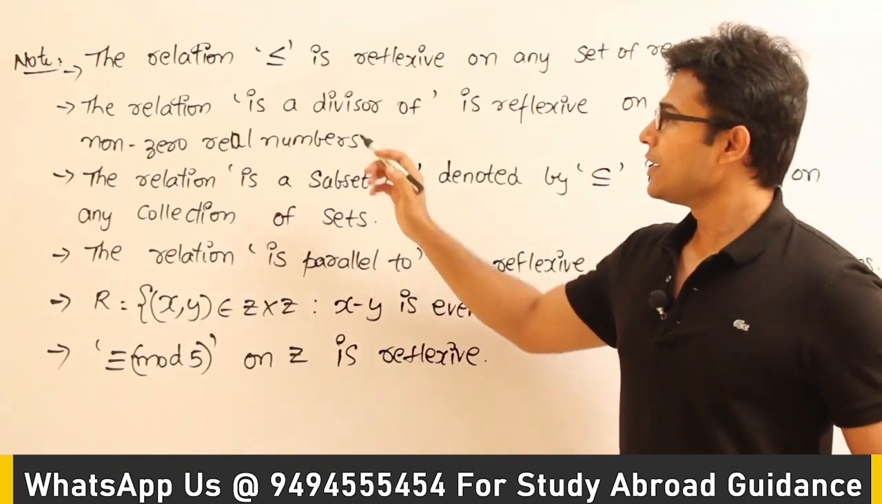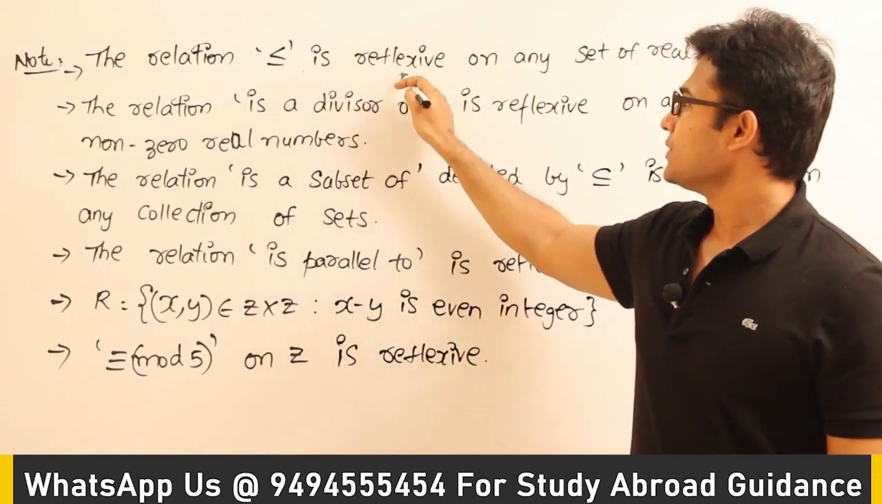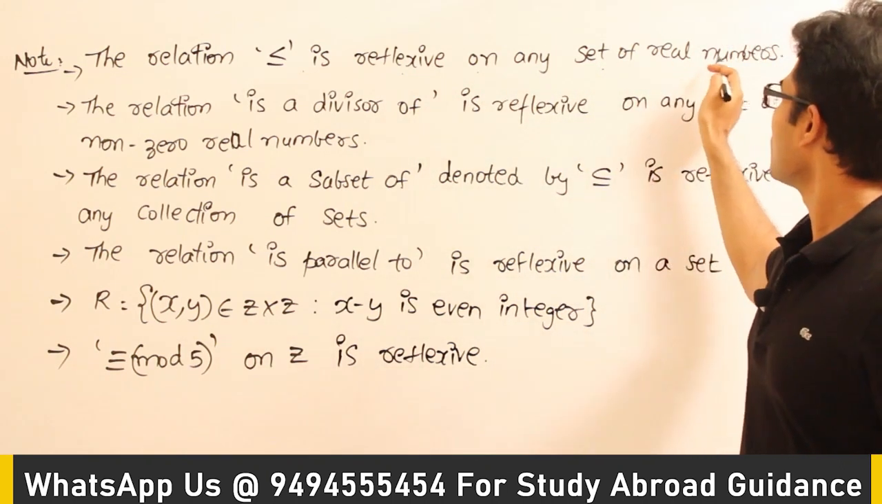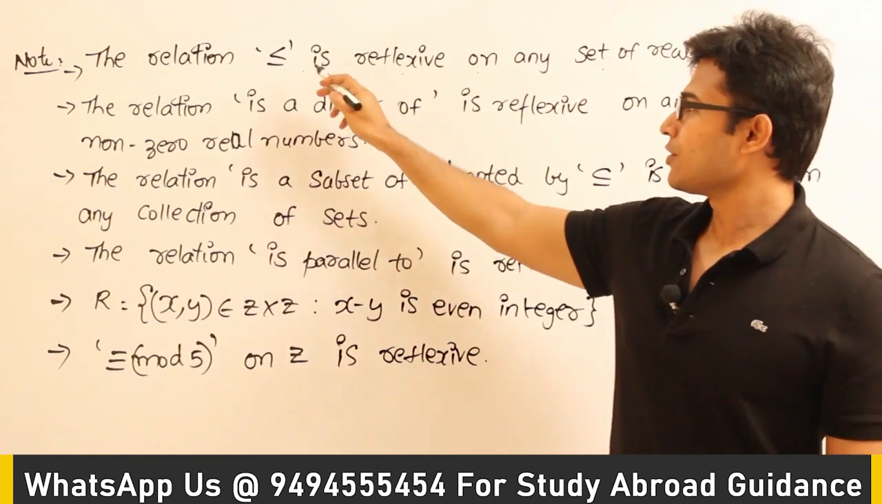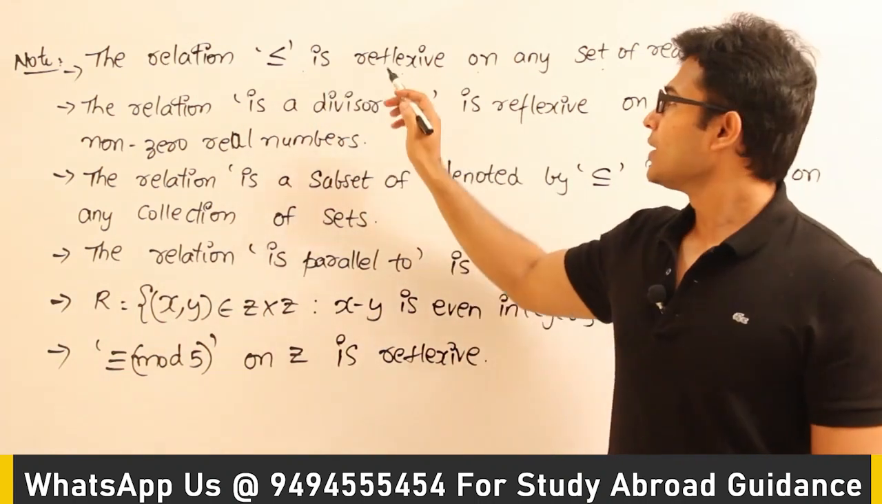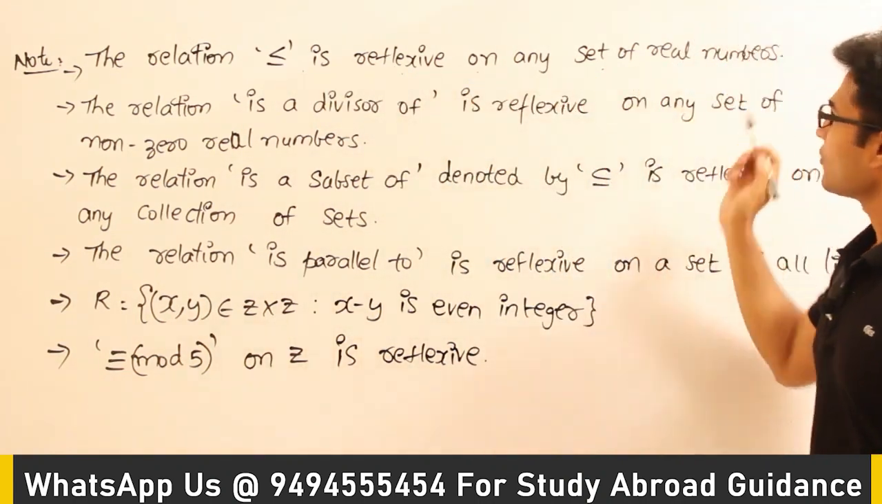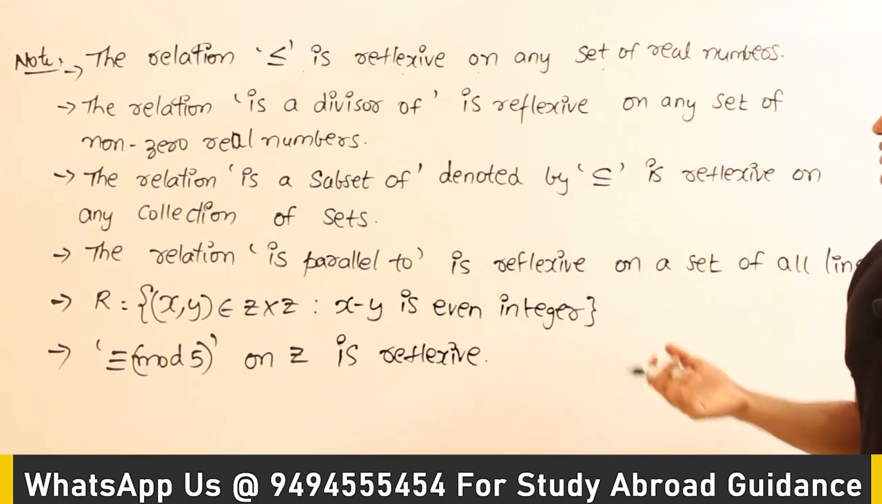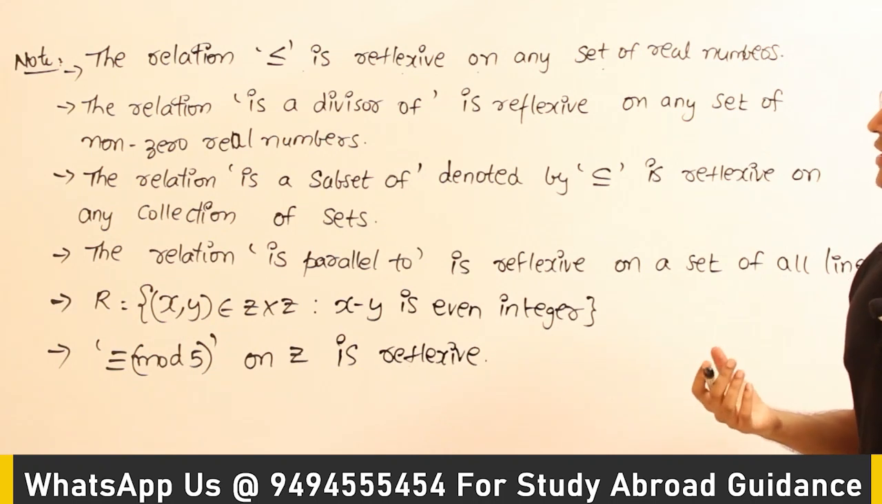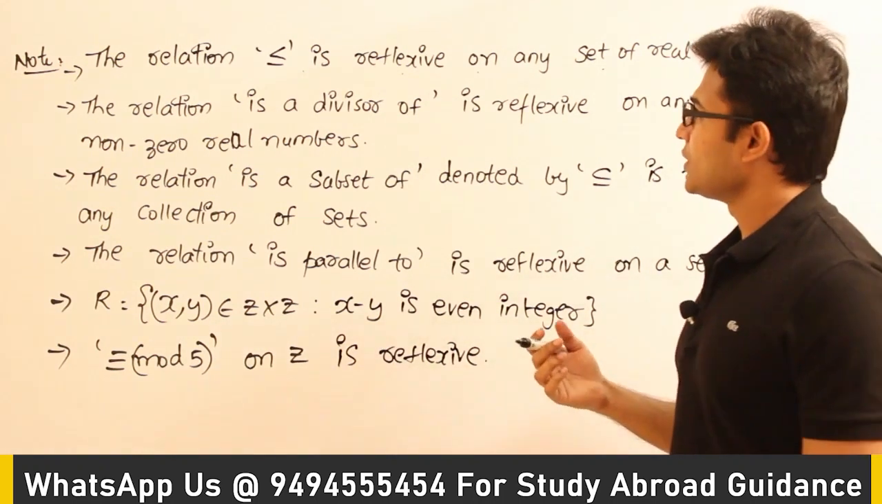See this. The relation less than or equal to is reflexive on any set of real numbers. That is what is asked. What is it? The relation less than or equal to, a relation is given, is reflexive on any set of real numbers. So we have to show that, it is already given. Now I will show you how it is reflexive. So if you have any doubt, you should think of it like this.